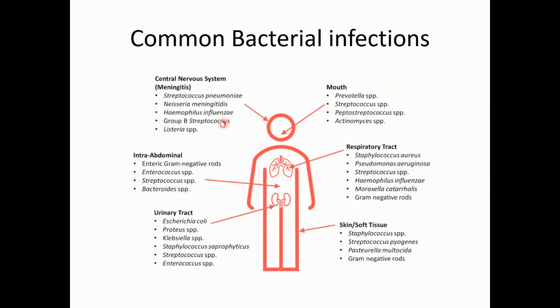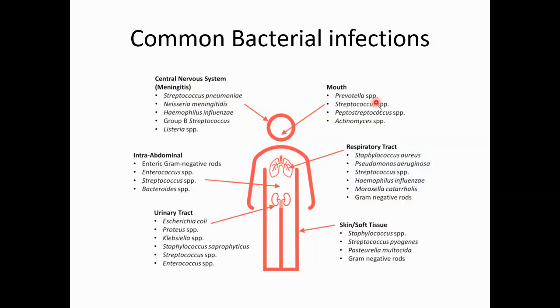Just common bacterial infections, the bacteria, and when they enter the body, where they invade. For example, Strep pneumoniae obviously invades in other places, but it goes into the brain and causes meningitis. Strep pneumoniae goes into the ears and causes otitis media. It goes into the lungs and causes community-acquired pneumonia. You can see here Streptococcus. So these are specific bacteria that cause central nervous system issues.